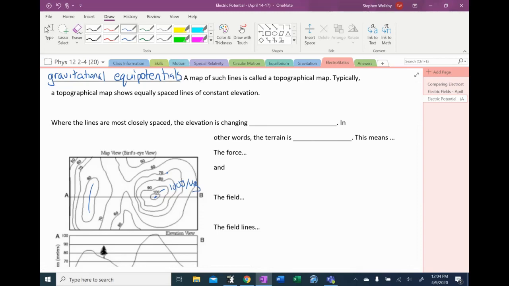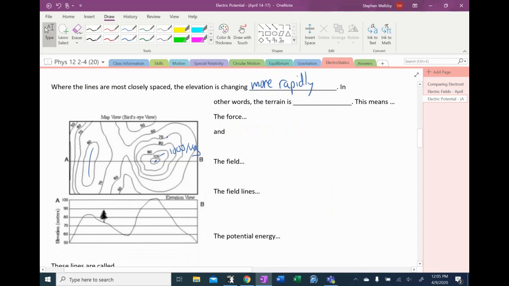So if we look here on this map, where the lines are closely spaced, the elevation is changing more rapidly. Now, if you compare these two maps, this is a top-down view. This top one here is a bird's eye view. You're seeing it from above. And if you look at this line here, A to B, this is what we're seeing here. So A is going to be this point on the map here. B is going to be this point along this line. So this corresponds to the valley right here.